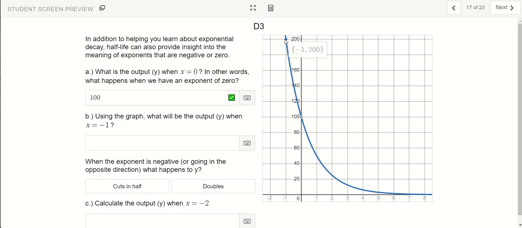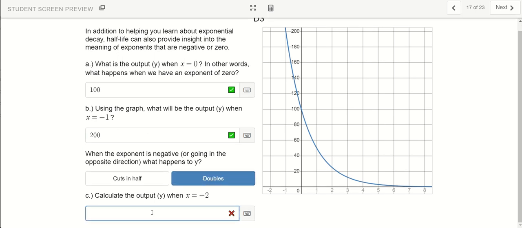Yeah, at -1, we're at 200. All right, so going backwards, we're doubling. So if I keep doubling and go backwards one more time, I would be at 400.